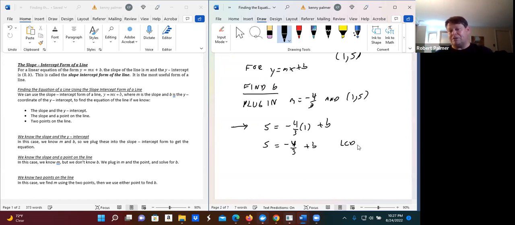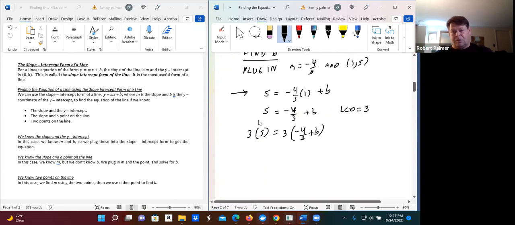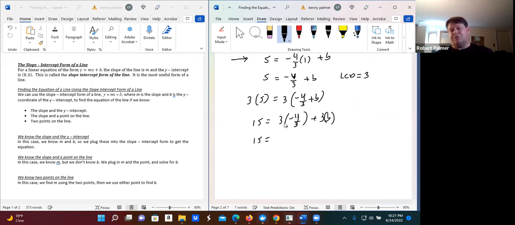Our LCD, our least common denominator, is 3. That's our only denominator. Multiply both sides by 3. So 3 times 5 is equal to 3 times -4/3 plus b. Here, 3 times 5 is 15. Here, distribute the 3. So we have 3 times -4/3, then plus 3 times b, or just 3b. And then we have 15 is equal to, here the 3's cancel out, so that's going to be -4 plus 3b.